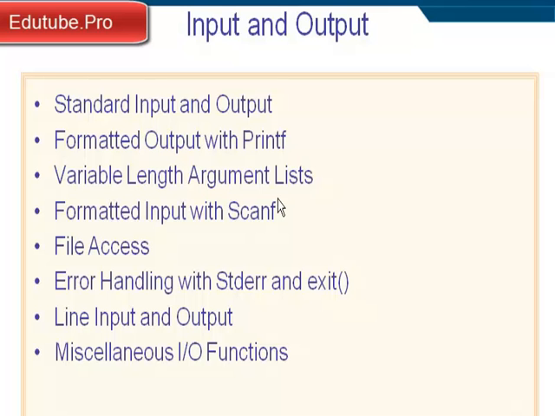Of course, error handling is important. We'll look at the standard error output and how to use it, how to use the exit function, and then we'll take a look at line input and output, which is how to read an entire line of data at one time rather than just single characters or single elements off of a line. We'll wrap it up with a few miscellaneous I/O functions at the end, just for fun.